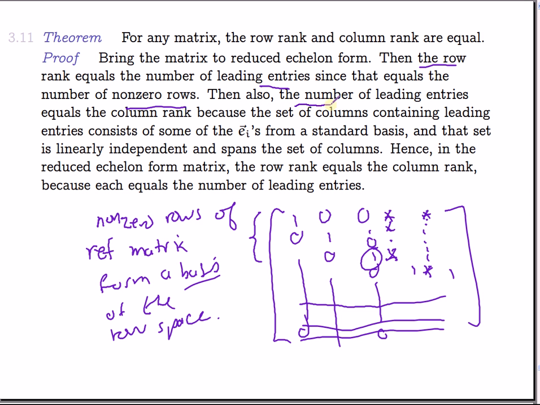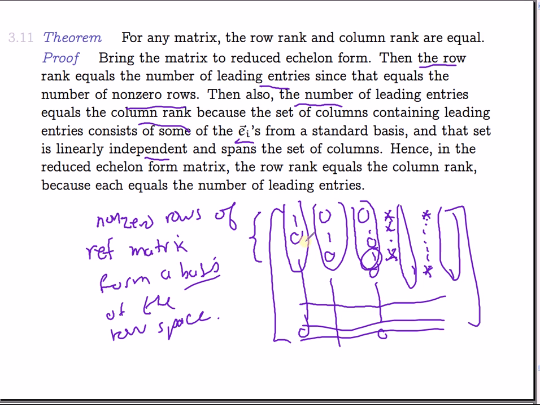All right. Now also the number of leading entries is equal to the column rank, because the set of columns containing leading entries consists of some of the e_i from a standard basis. And that set is linearly independent and spans the set of columns. So what are we saying here? Look at this particular example. Here I just have 4 linearly independent rows with 4 leading entries. Take a look at these columns that correspond to the leading entries. These are the standard basis. Actually, I have 5 here. Standard basis is just a 1 in one entry and zeros everywhere else.